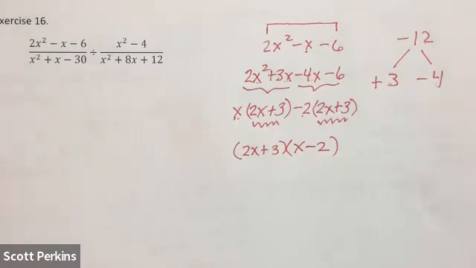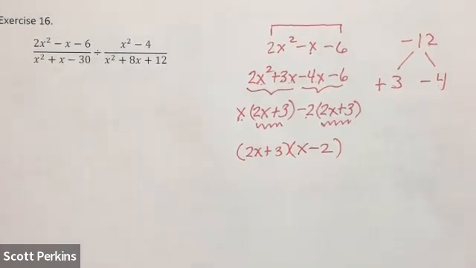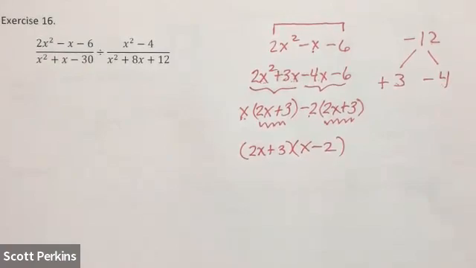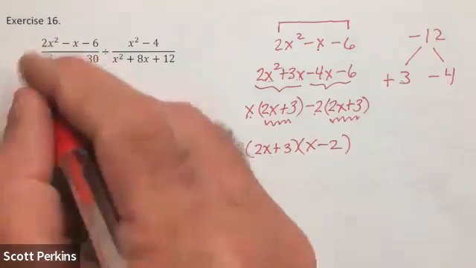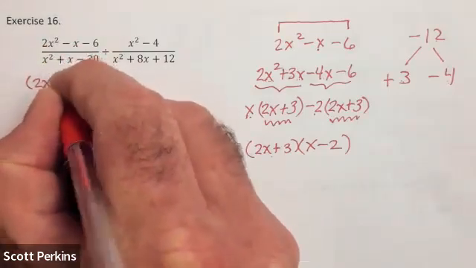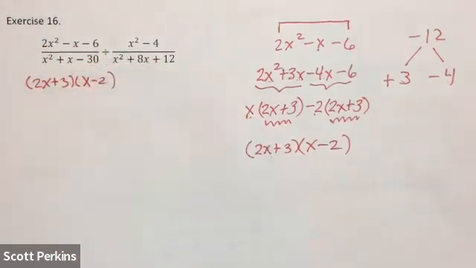Okay, so that takes a little time. That's why it's the only one I put on there today. But on your homework, there'll be a couple problems that have a number in front of the x squared. It gives you good practice time. And so 2x plus 3 times x minus 2, that's the first numerator.